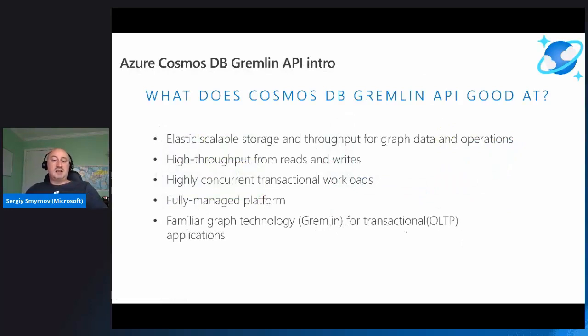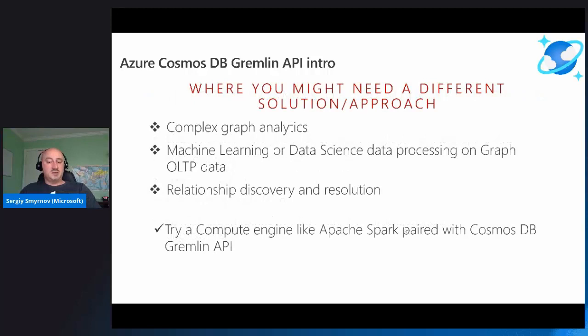Now, what is Cosmos DB Gremlin API good at? It's good at elastic scalable storage and throughput for graph data and operations. It's good at high throughput for reads and writes. It's good at high concurrent transactional workloads, meaning that from a Gremlin perspective, you can easily create high volume vertices and edges in your graph database. It is a fully managed platform, so you don't have the complexity of managing your systems. And it gives you familiar graph technology, Gremlin, which is pretty popular in the open source world, for your transactional OLTP type applications to help out with graph use cases.